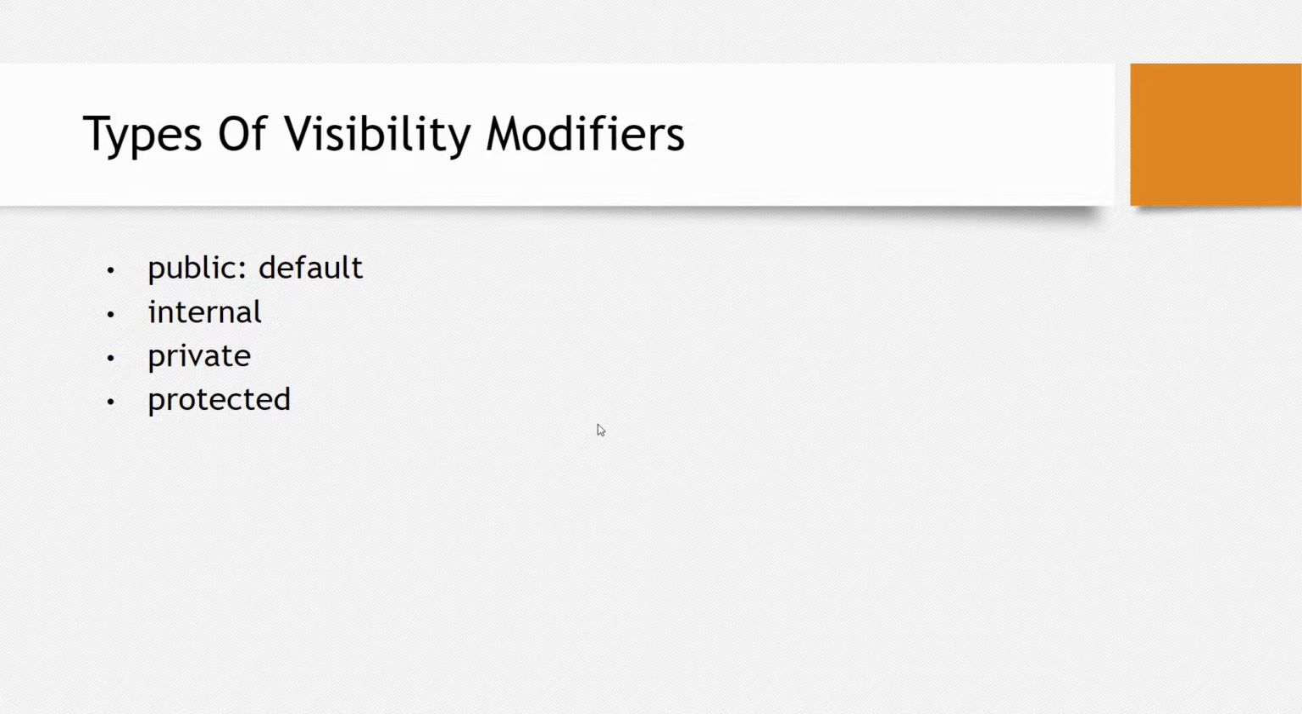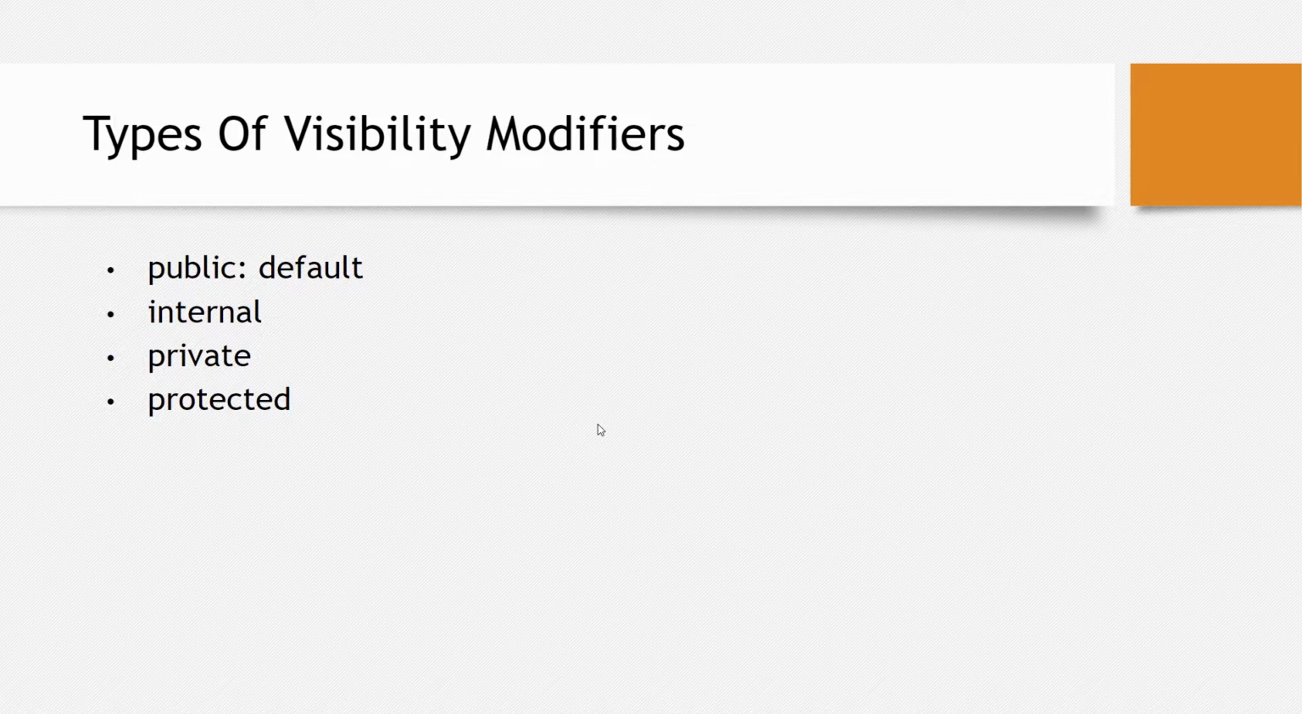Now the second is private. Private is only inside the class. If you have a class with some functions or properties, you can access them only inside the class. Outside the class you can't access them. So they are called private modifiers.